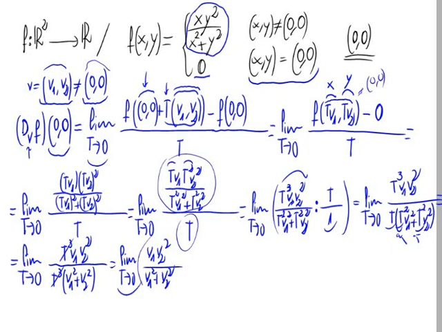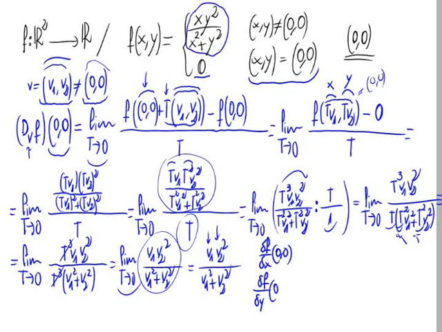But when t approaches 0, what does this fraction approach to? Because v1 and v2 do not depend on t, the final result of the limit is v1 times v2 squared divided by v1 squared plus v2 squared. So for calculating the directional derivative in 0, 0, in any direction we just have to substitute the vector in v1 and v2.